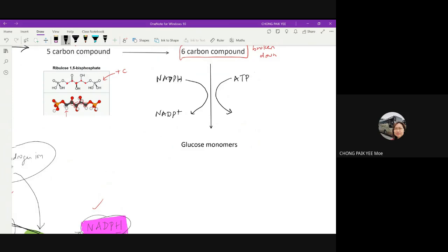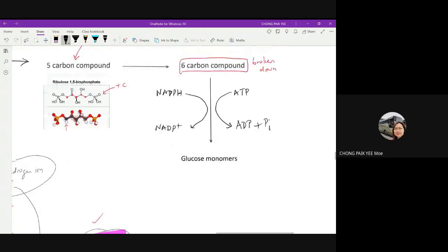ATP will release the energy that is bound in the third bond between the phosphate groups. You're going to get your ADP. Of course, it's going to release another ion, inorganic phosphate. Okay, so it releases the energy. The energy goes in to break down the 6-carbon compound. And the hydrogen is released.